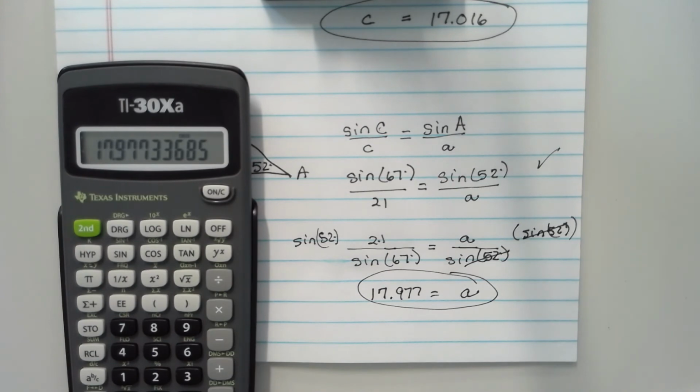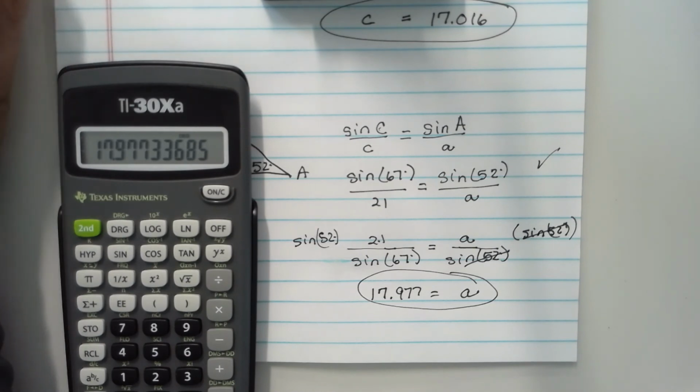Can't you just do 21 times sine 52 and then divide by sine 67? Yes. Okay, so that's just a different way. Yeah, you're right. You could do it both ways. All right. Once you round it, you get the correct answer.